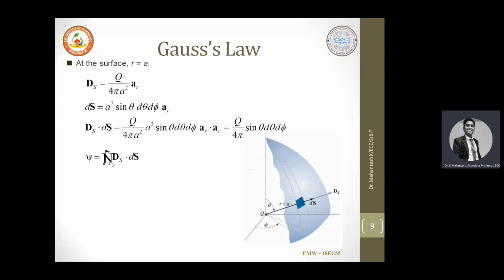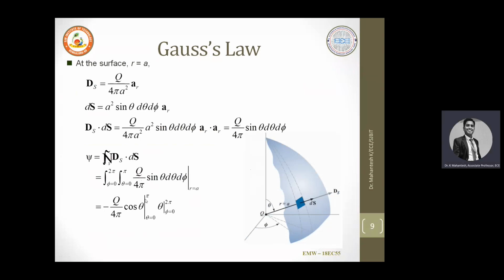Therefore, psi is equal to the closed surface integral of D dot dS, which can be written as a double integral with phi varying from 0 to 2 pi and theta varying from 0 to pi of Q by 4 pi sine theta d theta d phi, where r is equal to a.